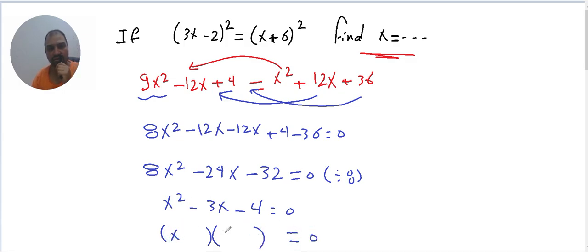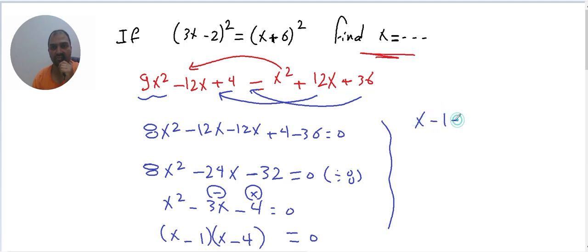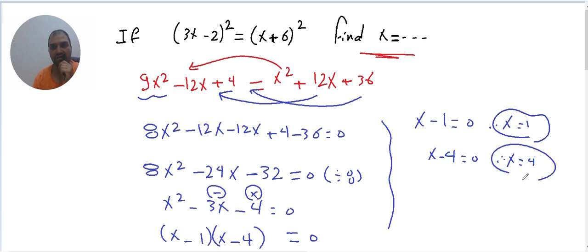x² is equivalent to x times x. We want two numbers whose product equals 4 and the difference between them equals 3. 1 times 4 is 4, and the difference between them equals 3, and the sign of the greatest will be in the middle. So we have two values. x − 1 equals 0, then x will be equal to 1, or x − 4 equals 0, then the value of x here equals 4.